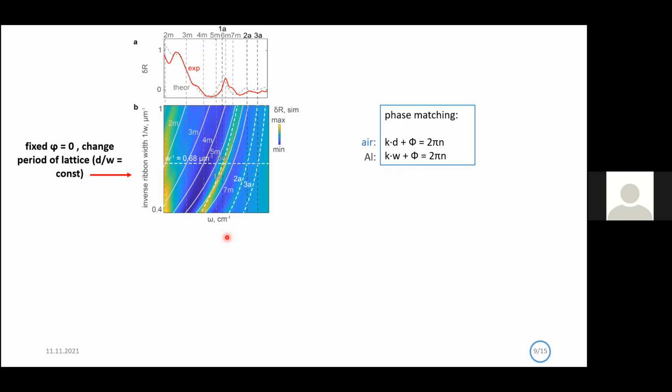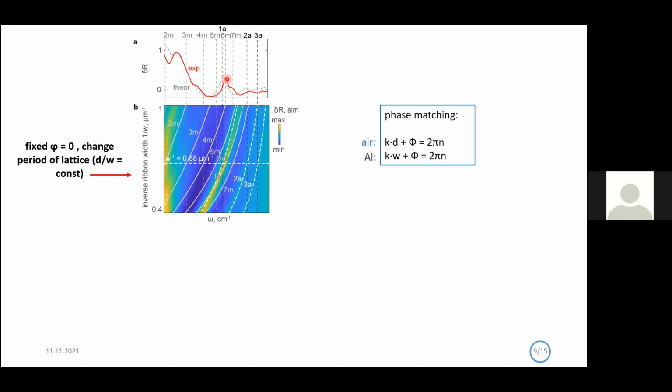Let's now see the experimental spectrum for fixed ribbon width. If we mark this width on the color plot as a horizontal line and look at the intersection points between this line and the dispersion curves, we see that its position matches the position of resonances in the spectrum. It means that we actually have Fabry-Perot resonances.